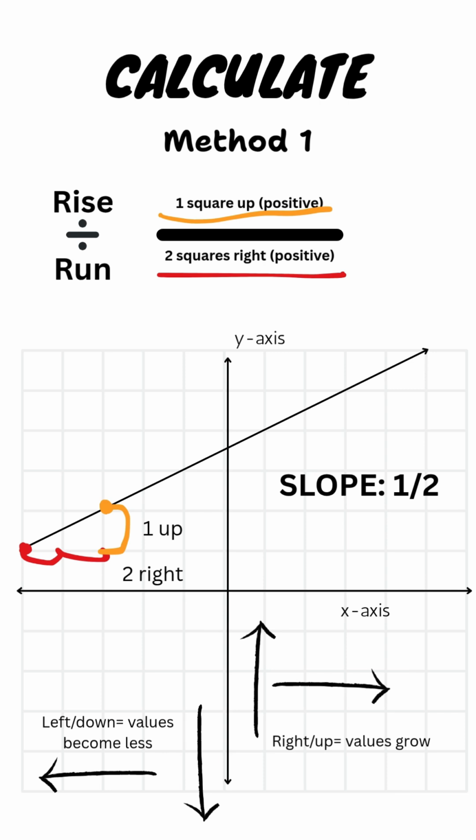Okay, let's look at these points: (-5, 1) and (-3, 2). We have to rise up 1 and go to the right 2. Since we're going right and up, it's a positive slope, so our slope is a half.